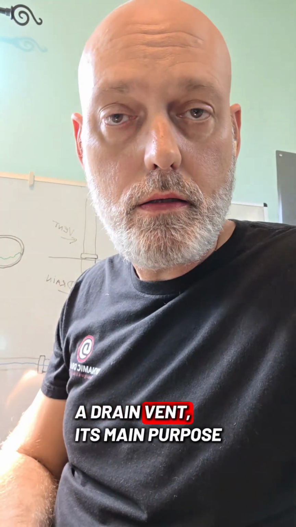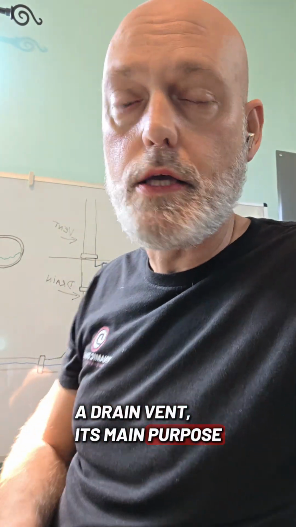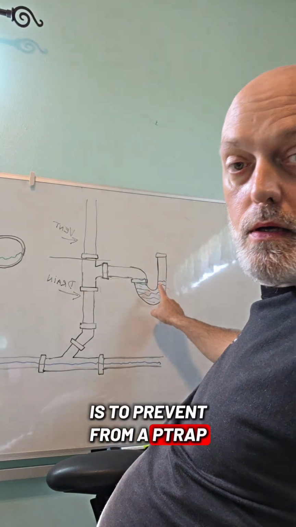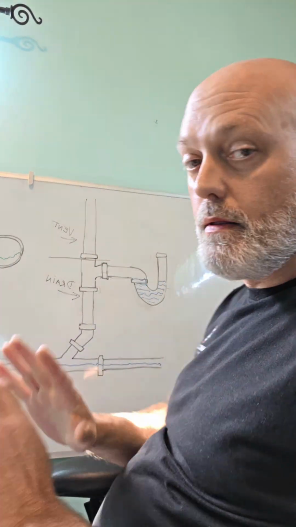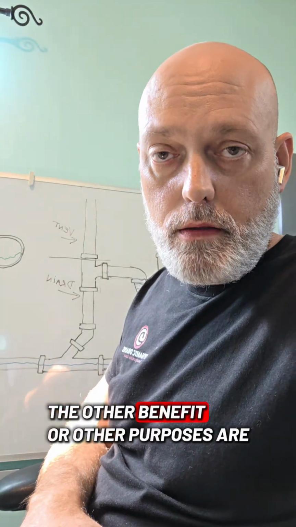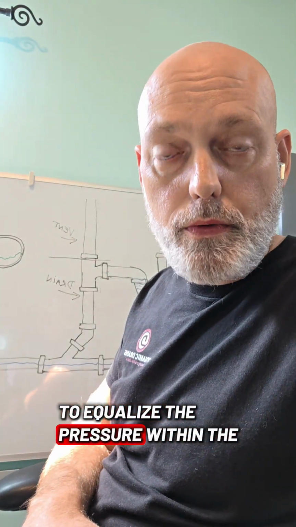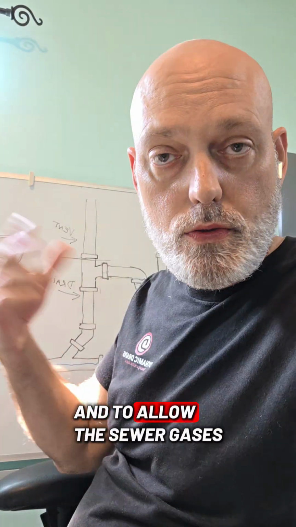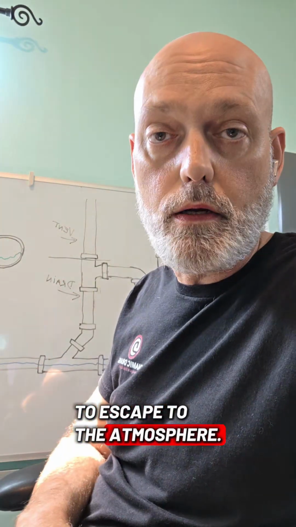A drain vent's main purpose is to prevent a P-trap from being siphoned out. That's the main principle behind them. The other purpose is to equalize the pressure within the drain system and to allow the sewer gases to escape to the atmosphere.